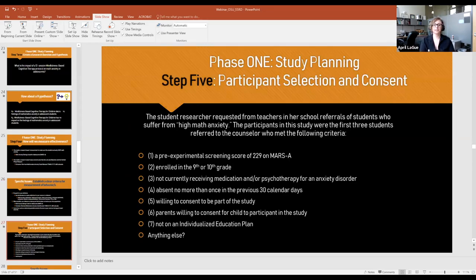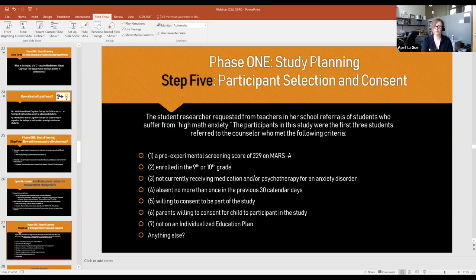So with that being said, this is what Angela felt like she could control. This is how she selected the participants and received consent. Pre-experimental, they had to have that screening so that they actually had anxiety, enrolled in 9th and 10th grade. So controlling for that, not currently receiving medication, absent no more than the previous 30 calendar days so that she could ensure against threat to mortality, willing to participate. Obviously, they need to be a consensual participant. And because these were minors, parents needed to consent as well. And not on what in the schools is called an individualized education plan or an IEP.